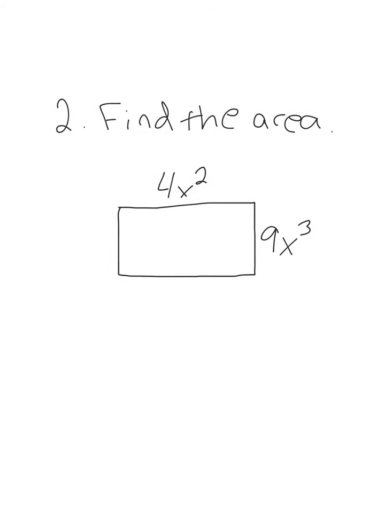Another rectangle here, we're finding the area. Just going to do the same type of thing here. We do 4x squared times 9x cubed. 4 times 9 is 36. X squared, x to the third. 2 plus 3 is 5. Okay, 36x to the fifth.